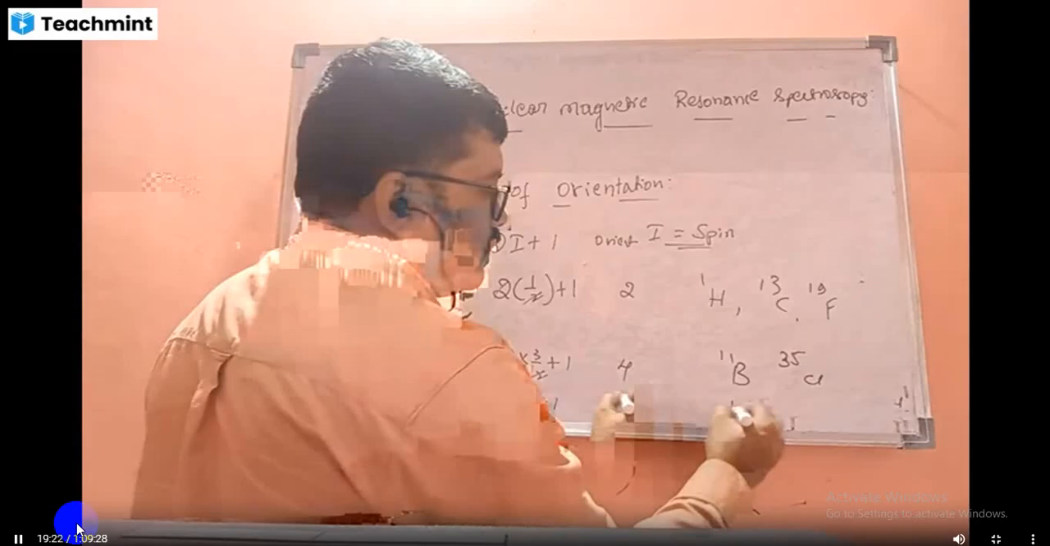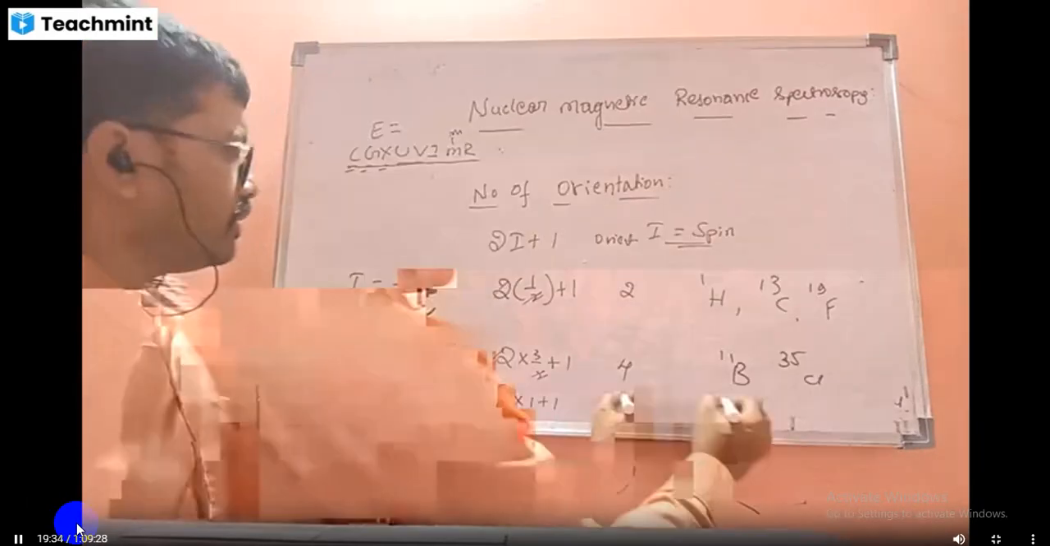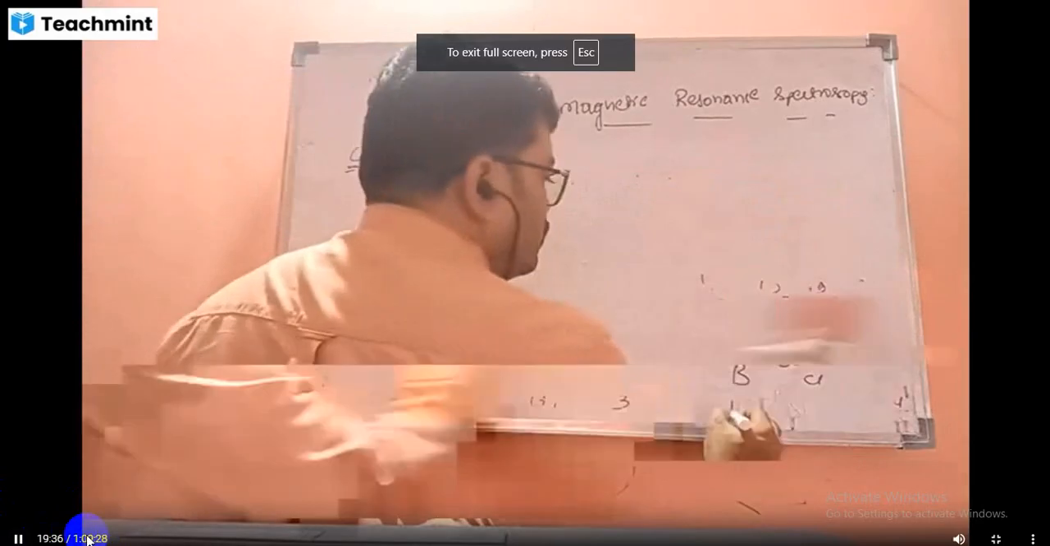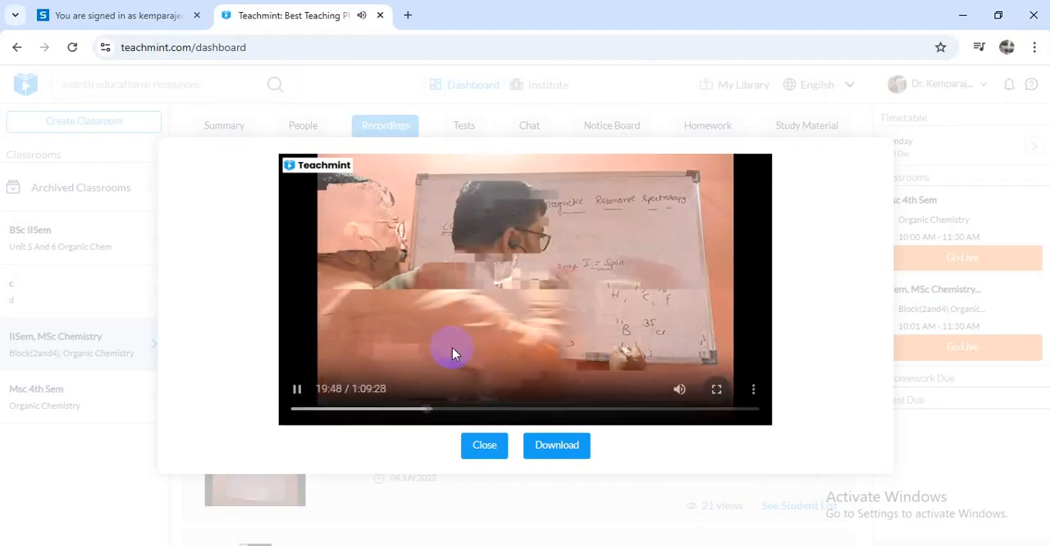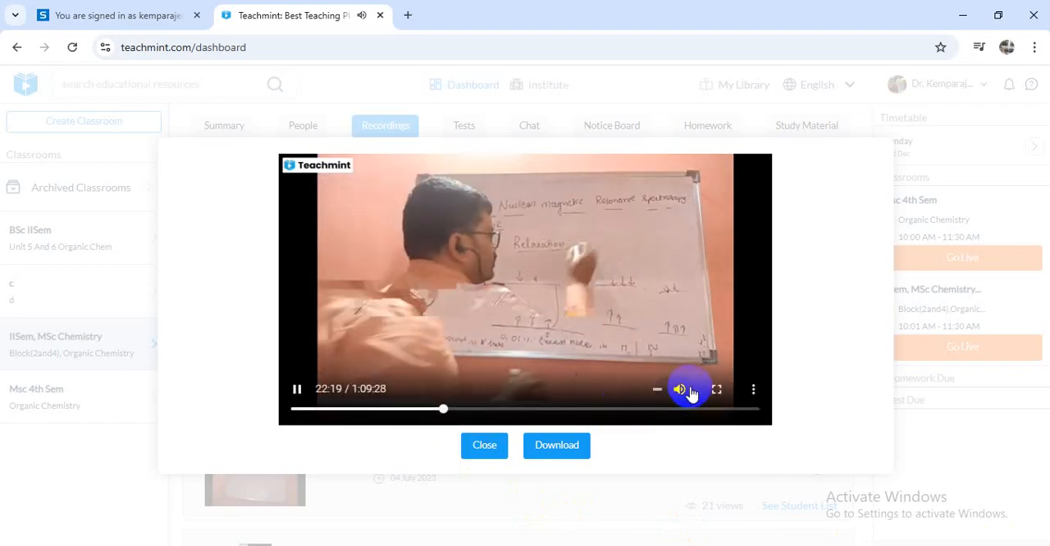So what is actually relaxation? What is relaxation? There are two types of relaxation. First, what is relaxation is very important. Relaxation involves the transfer of energy from the nucleus of higher energy, the relaxation phenomenon, from the excited state to the ground state.